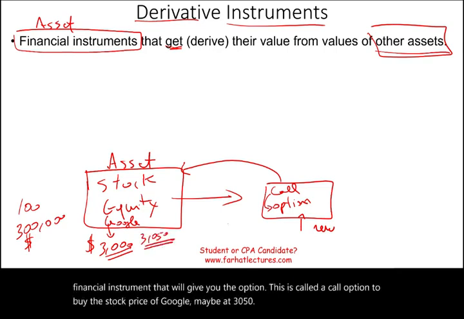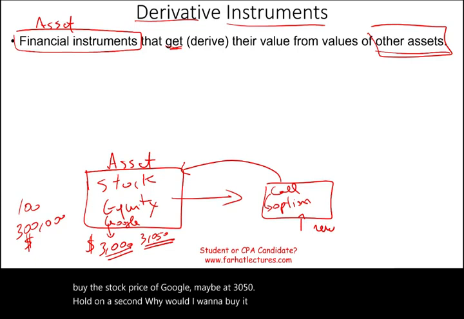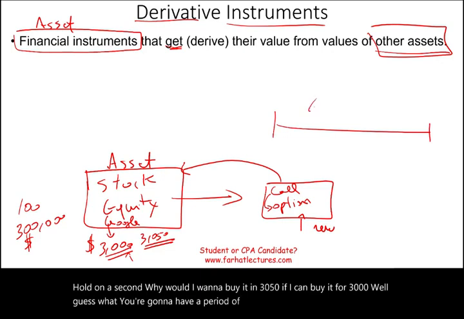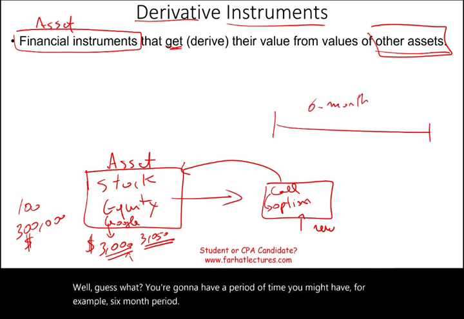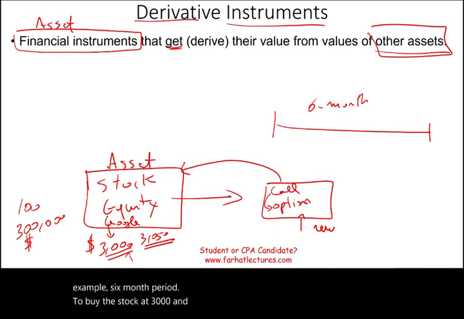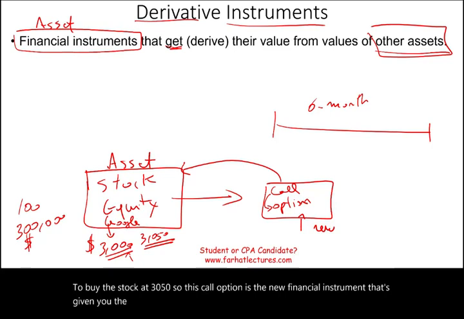Hold on a second. Why would I want to buy it at $3,050 if I can buy it for $3,000? Well, guess what? You're going to have a period of time. You might have, for example, a 6-month period to buy the stock at $3,050. So this call option is the new financial instrument that gives you the option to buy 100 shares at $3,050.